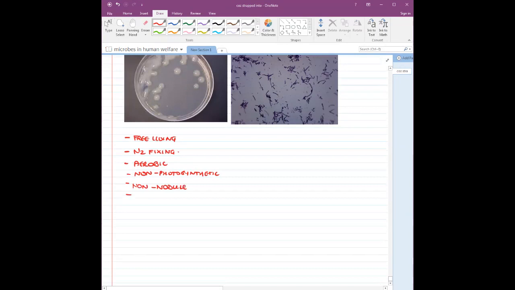Basically this is free living, so it is asymbiotic. But even though it is non-nodule forming, you will always find it closely associated or closely present. It is not going to form nodules, but it is going to be closely associated with the roots of your grasses.